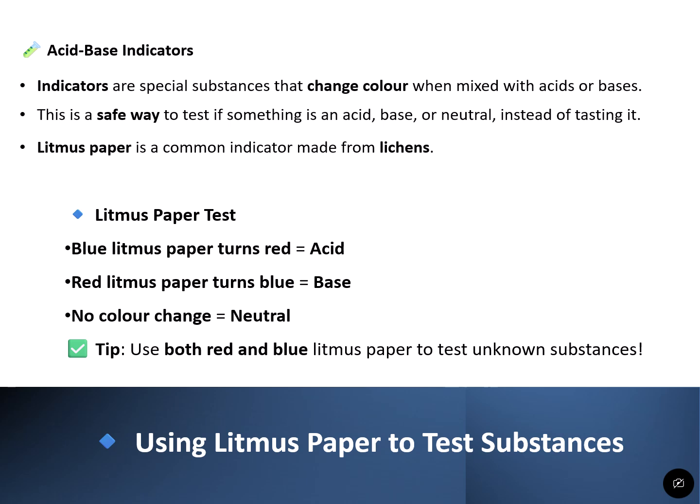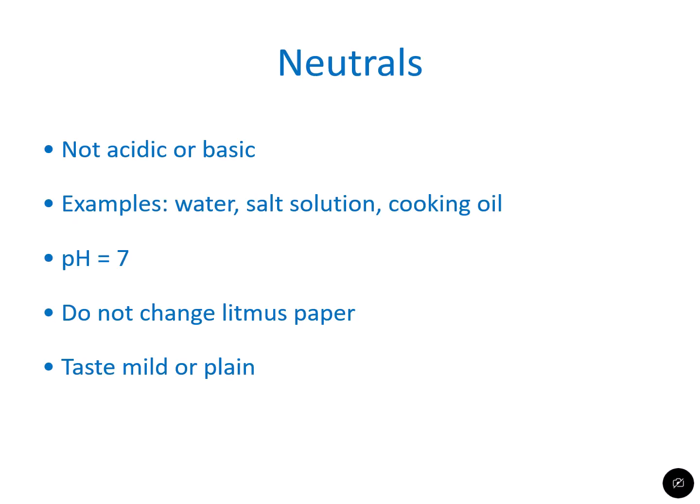When you're doing the litmus paper test, if blue litmus paper turns red, then you know it is an acid. If red litmus paper turns blue, then you know it is a base. When it does not change color, then you know it is a neutral. Both red and blue litmus paper are used to test unknown substances.